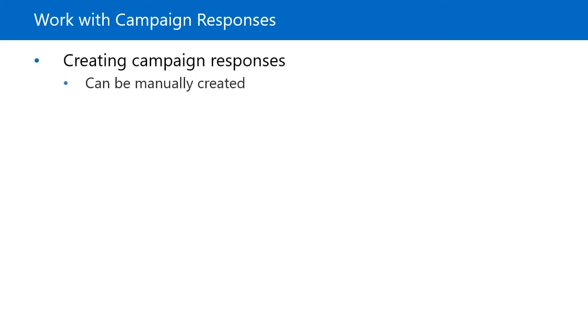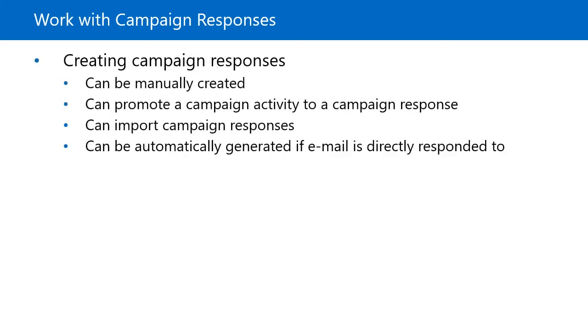Now, when working with campaign responses, there are a number of different ways that campaign responses can be created. Some of them are by simply manually creating a new campaign response. For example, if you're a salesperson and you receive a phone call regarding the campaign, you have the ability of going into Dynamics 365 and from the activities area, you can create a campaign response record.